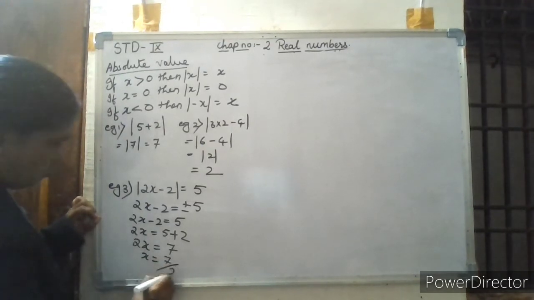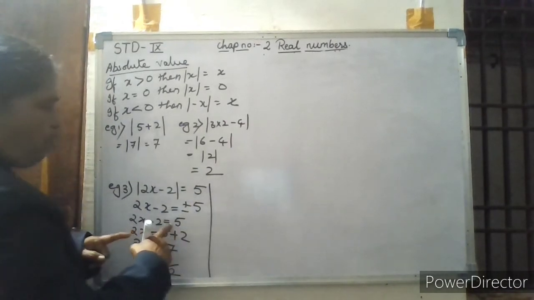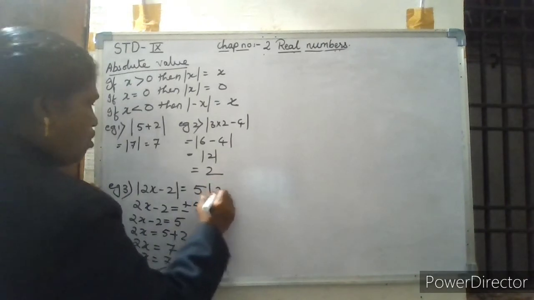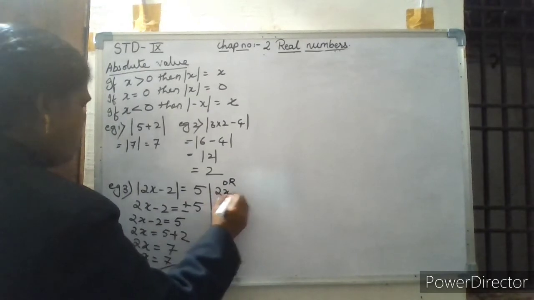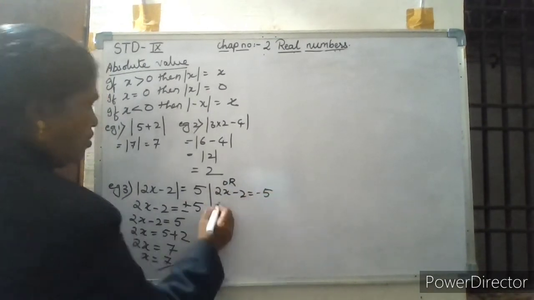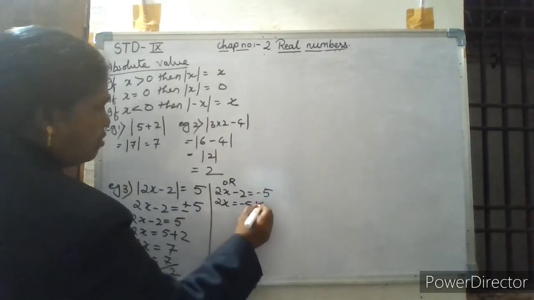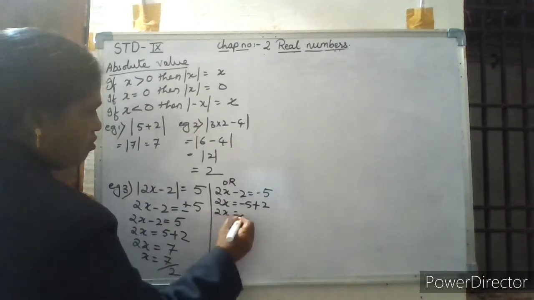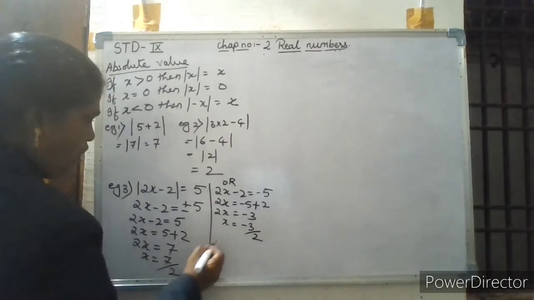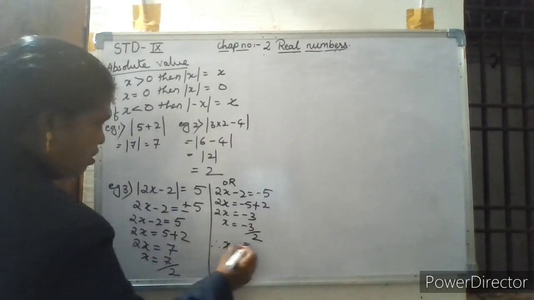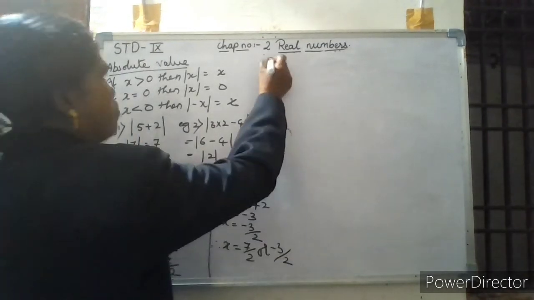I had taken positive 5, and now with negative 5: 2x minus 2 is equal to minus 5. Then 2x is equal to minus 5, this will go that side, means plus 2. So 2x is equal to minus 3. So x is equal to minus 3 by 2. So therefore x value is equal to 7 by 2 or minus 3 by 2. This is over now. Same type, another example.